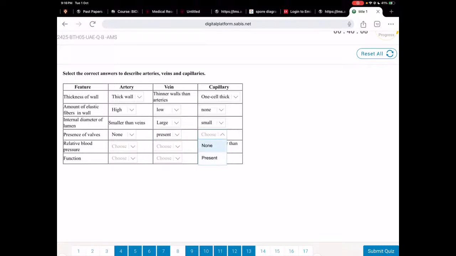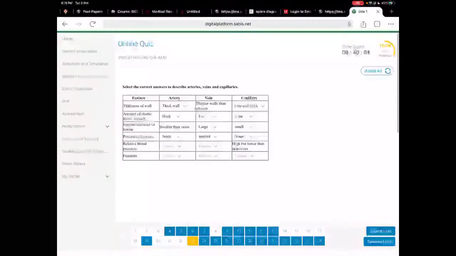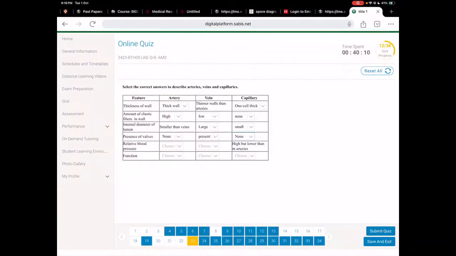And I've explained already before why we need valves in veins. If anyone would like to type in the chat, for the other people who are watching to know why, because I've already mentioned it in the video, help the others out and let us know why we need valves in veins. Relative blood pressure, of course, is highest in the arteries and then low in the veins.